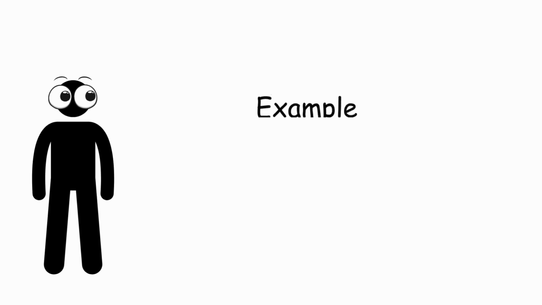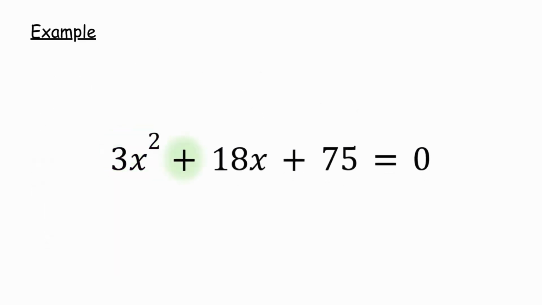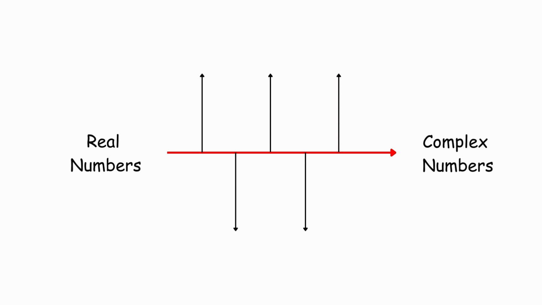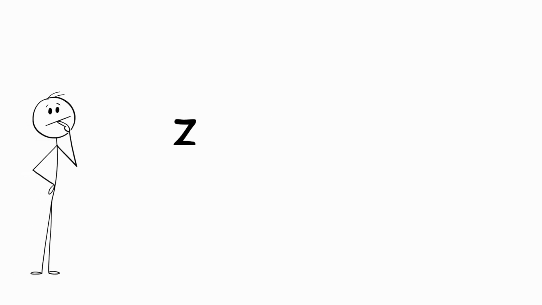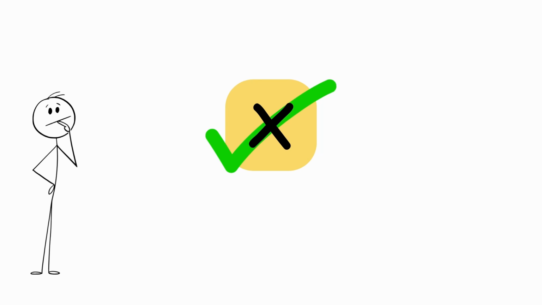Let's look at an example here. 3x squared plus 18x plus 75 equals 0. As a side note, when you go from the real numbers to the complex numbers, there are several contexts where it is conventional to use the variable z instead of x. However, x is often used in this specific case for some reason, so we'll keep using it.